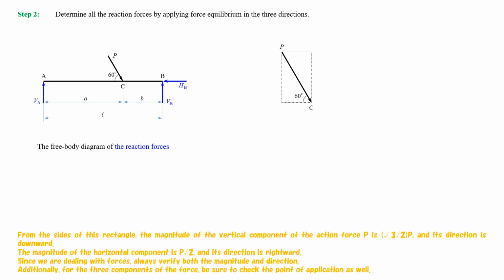From the sides of this rectangle, the magnitude of the vertical component of the action force P is the square root of 3 divided by 2 times P, and its direction is downward. The magnitude of the horizontal component is 1/2 of P, and its direction is rightward. Since we are dealing with forces, always verify both the magnitude and direction. Additionally, for the 3 components of the force, be sure to check the point of application as well.